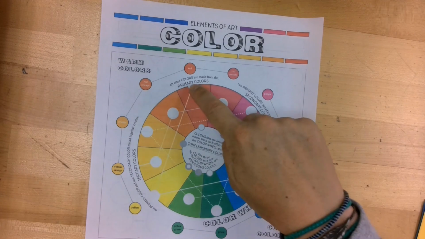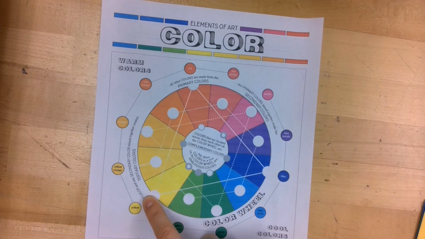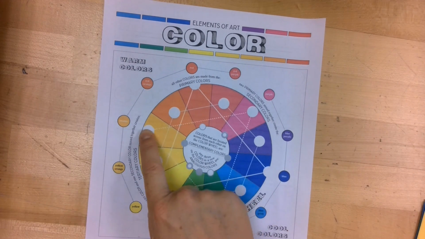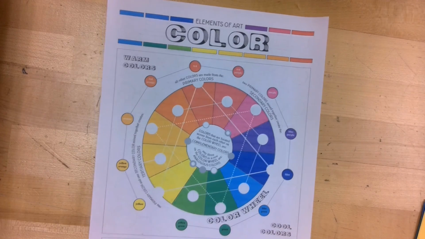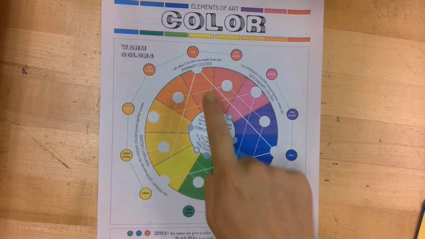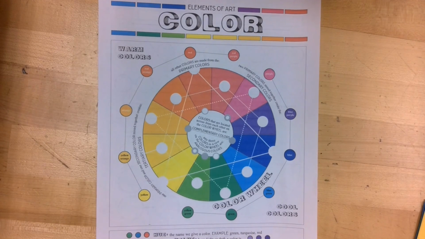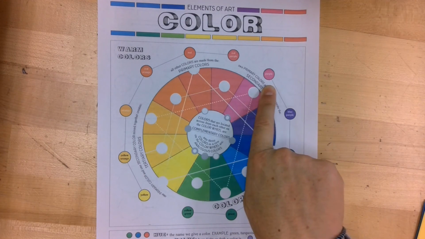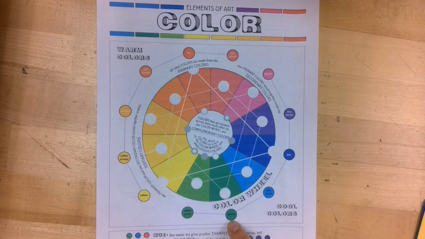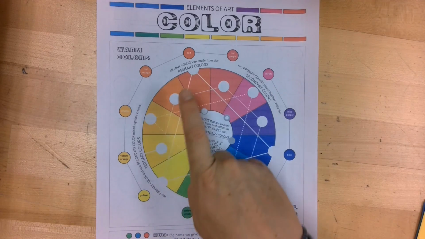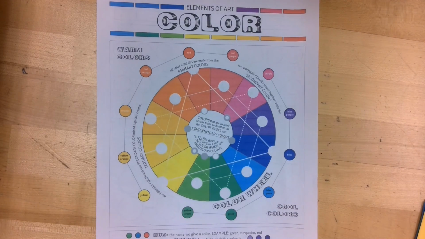So we have the 3 primary colors, and then we have the 3 secondary colors. So the primary colors again are red, blue, and yellow. And when we mix one primary color plus one primary color, we get secondary colors. So red and blue make purple, blue and yellow make green, red and yellow make orange.